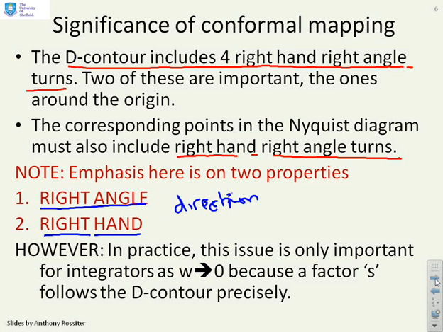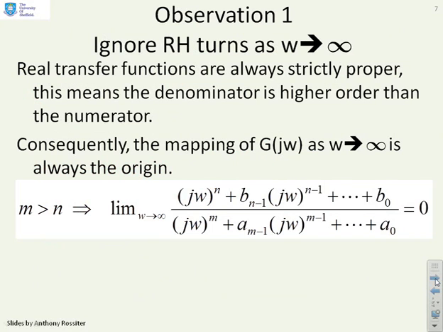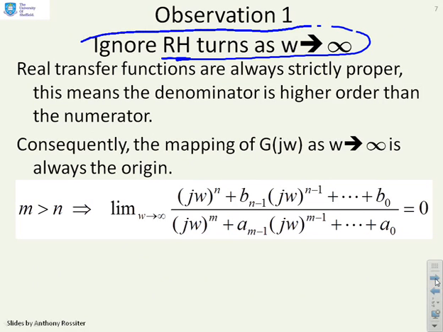Now, a note here: in practice we only need to worry about these right-hand right-angle turns where omega tends to 0, and you'll see why next. First of all, we're going to ignore the right-hand turns as omega tends to infinity. Now, why can we do that? Well, in simple terms, we're going to say that as omega tends to infinity, we're mapping to the origin anyway.